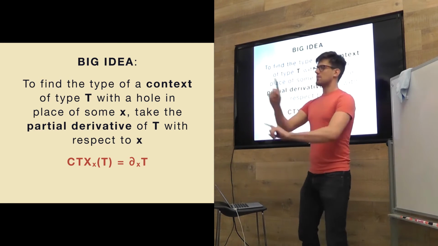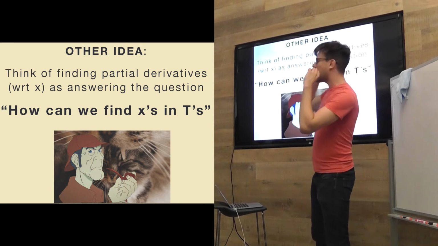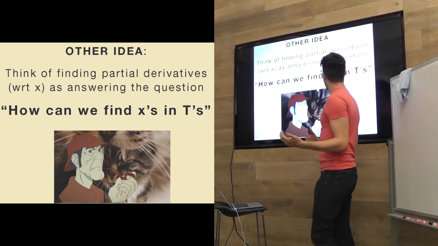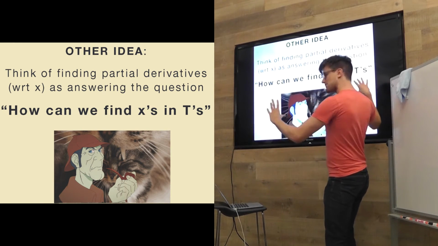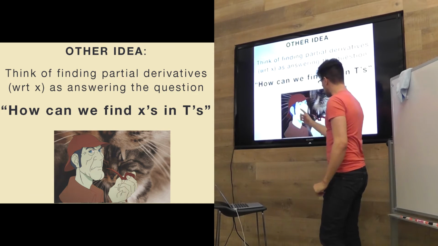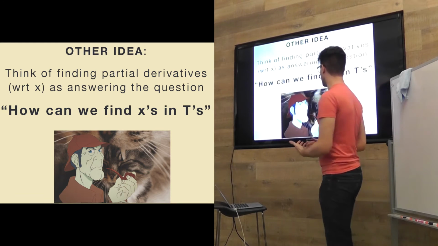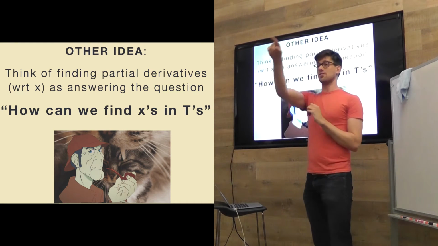Let's take a look at it from the other way. We could also say the way that we find the partial derivatives with respect to x of some type is answering the question, how can we find x's inside of t's? This is a very literal interpretation of how we can find x's inside of a recursive data structure. So when we're doing, oh yes?